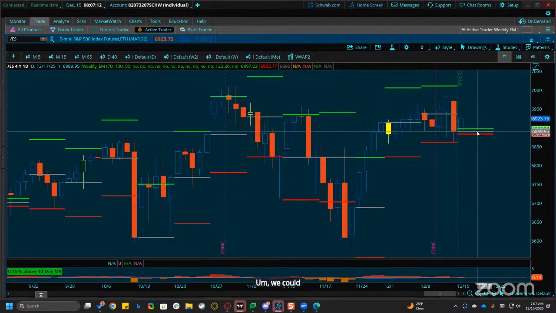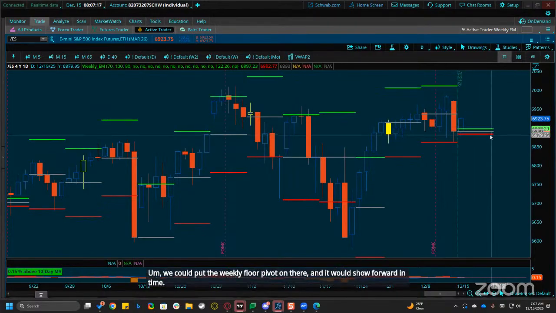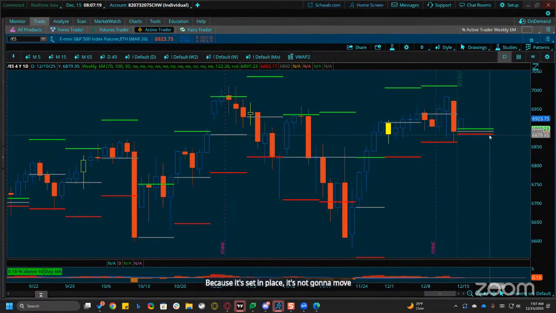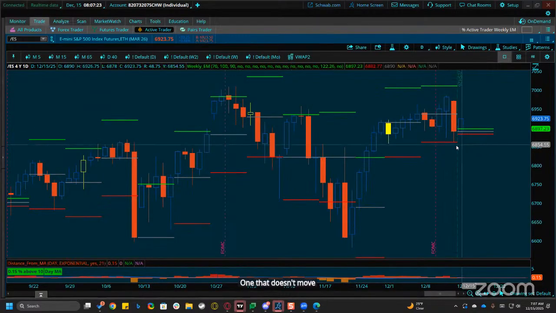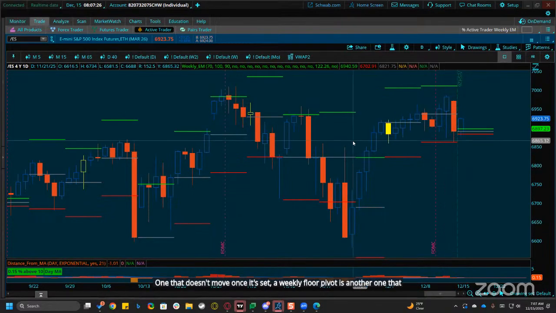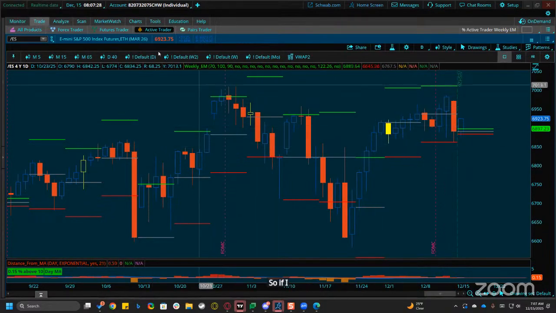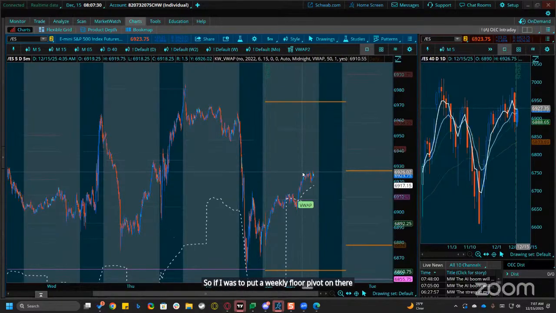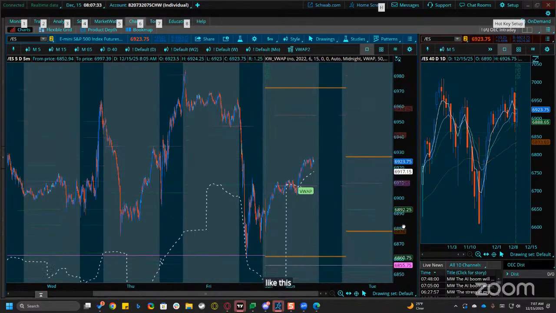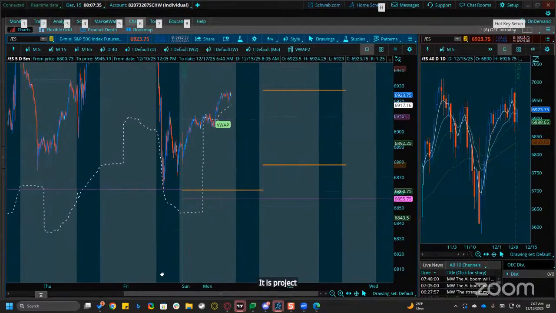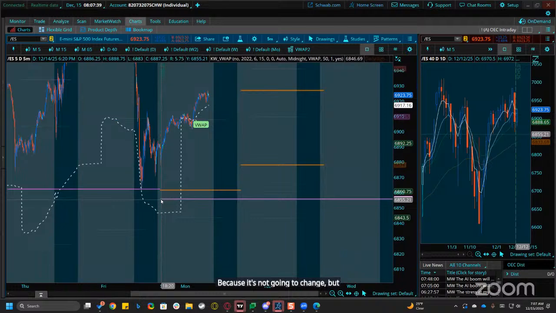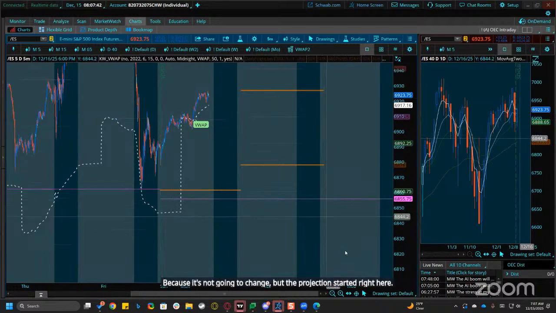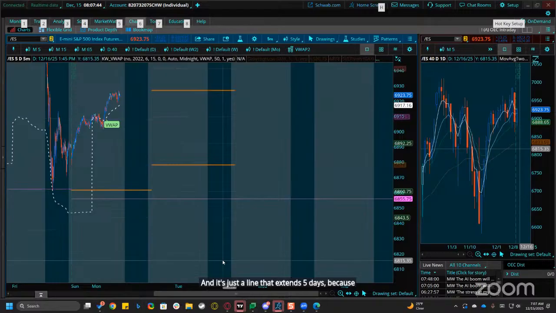We could put the weekly floor pivot on there, and it would show forward in time because it's set in place. It's not going to move, right? The weekly expected move is one that doesn't move once it's set. A weekly floor pivot is another one that wouldn't move once it's set. So if I was to put a weekly floor pivot on there, it would project like this. That's a weekly floor pivot. It is projecting to the right for the whole week because it's not going to change, but the projection started right here. And it's just a line that extends 5 days because that's a week's floor pivot.